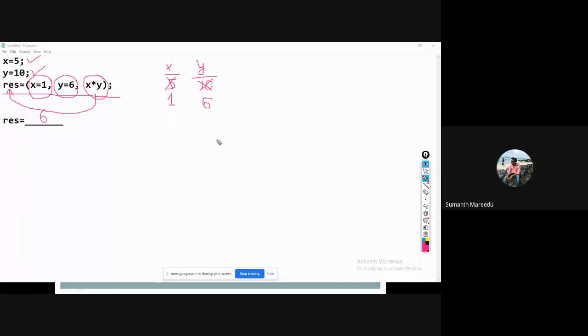So the comma is the least priority operator we have. In the next topic I will discuss the priorities. So when you have a comma operation, it will start evaluating from the left side towards the right side.